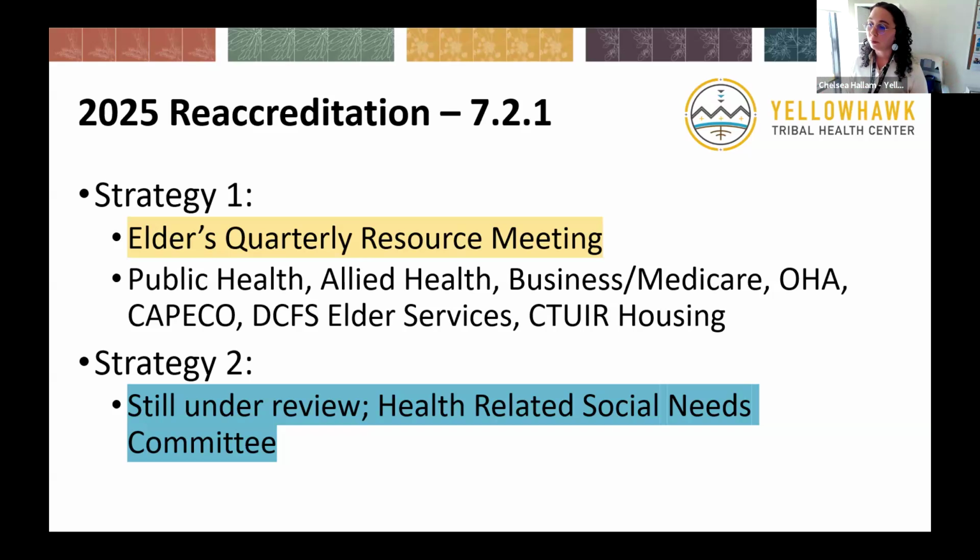But one process that we do have in place, a strategy, is our elders quarterly resource meeting, which is a meeting that we actually host, but it's attended by multiple departments within Yellow Hawk, as well as our OHA representative, CAPCO, which deals with housing and food resources out here, DCFS Elder Services, and our tribal housing department. So we have multiple partners come to that meeting, all with the goal of ensuring that our elder population is receiving the access to social services and healthcare services that we need.